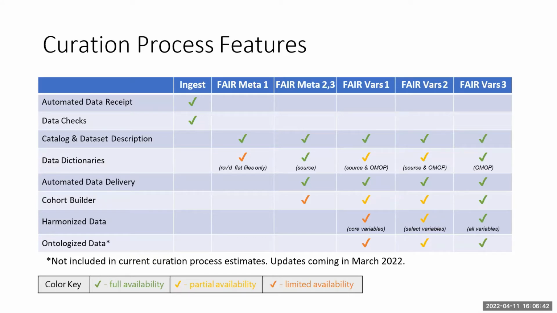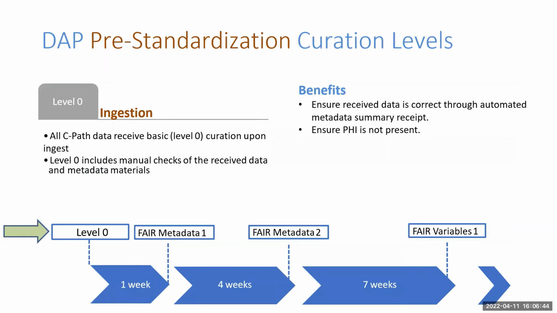Next slide, please. So let's start with pre-standardization. This is level 0, the data comes into us. This is basically just a set of manual and automated checks to make sure that we have the data that we were expecting, make sure that there's no PHI information included in it, and to get it into a secure repository where that original version is always maintained. That's pretty straightforward.